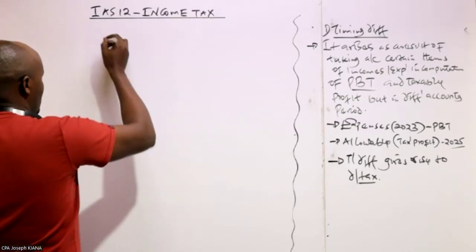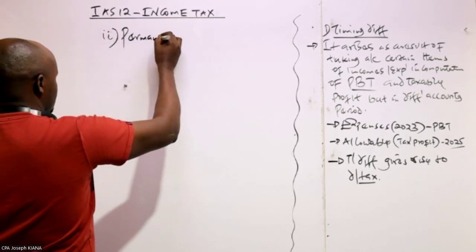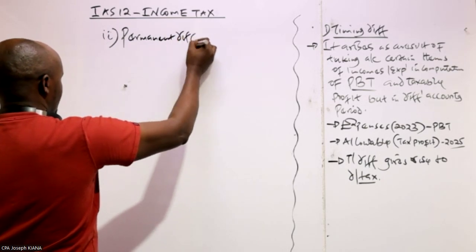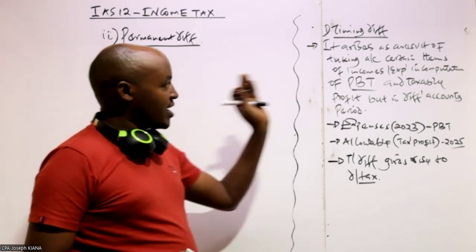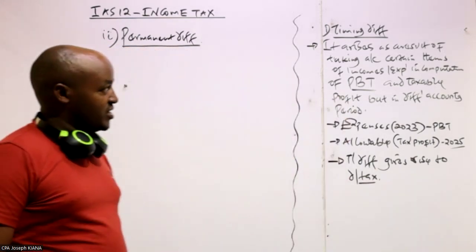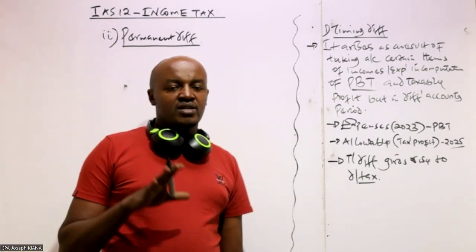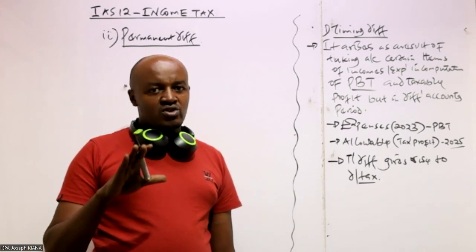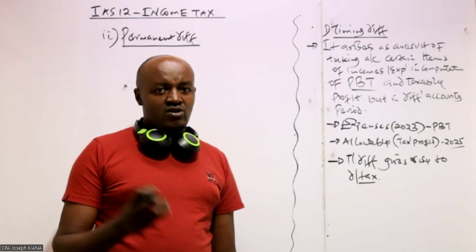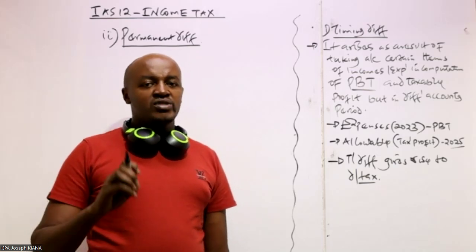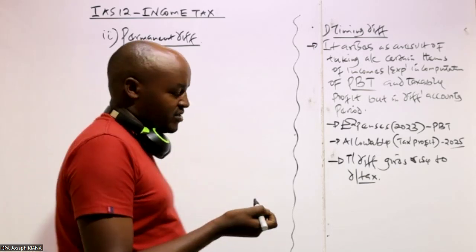Number 2, we have permanent difference. So permanent difference, on the other hand, is also the difference between accounting profit and taxable profit, which arises as a result of taking into account certain items of incomes and expenses in computation of accounting profit, but those items of incomes or expenses are not taken into account in the computation of taxable profit.